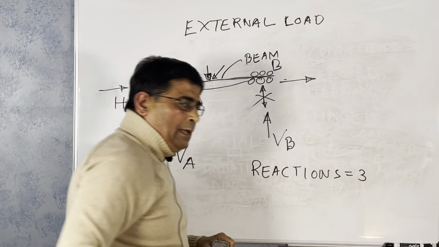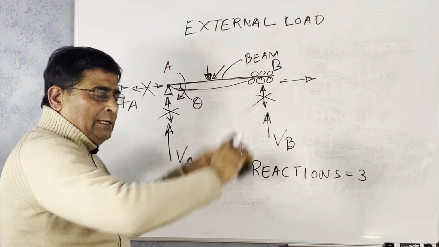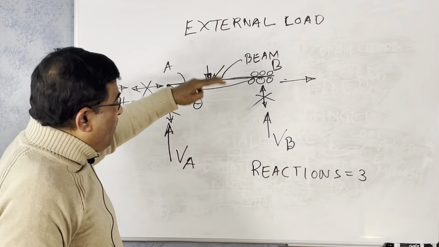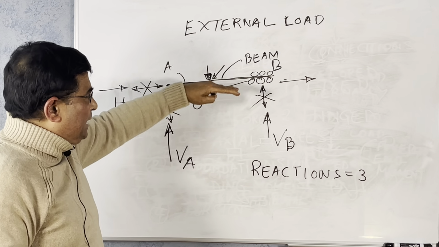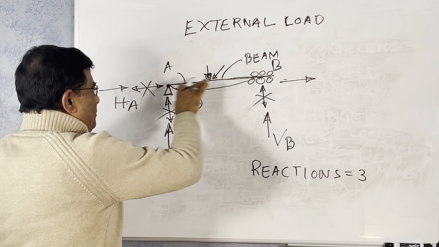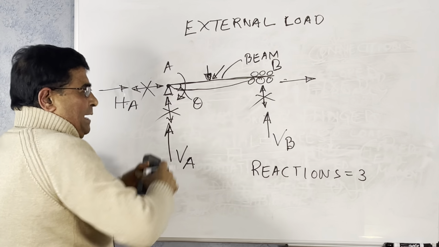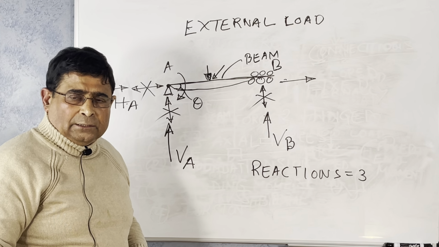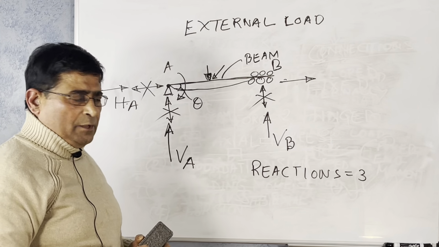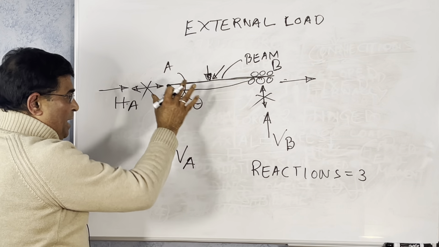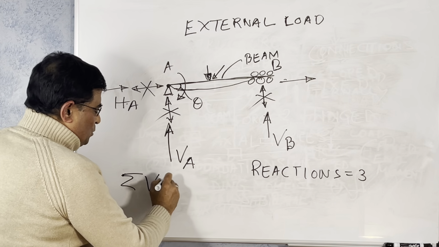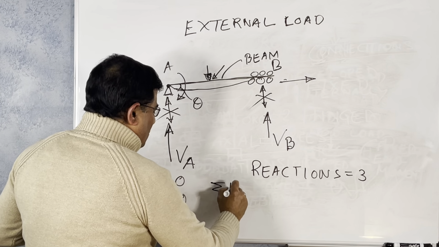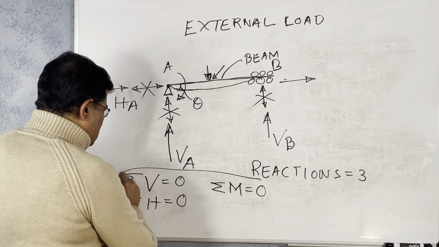And I told you, when something is in equilibrium, you understand equilibrium? Equilibrium is that there is no movement. It stays as is. It can take the load. When you have a beam like this, it doesn't move anywhere, it stays there. There are 3 equilibrium equations, called static equilibrium equations. In a plane frame, that means summation of vertical force equal to 0, summation of horizontal force equal to 0, and summation of moment equal to 0. These are the 3 equations.